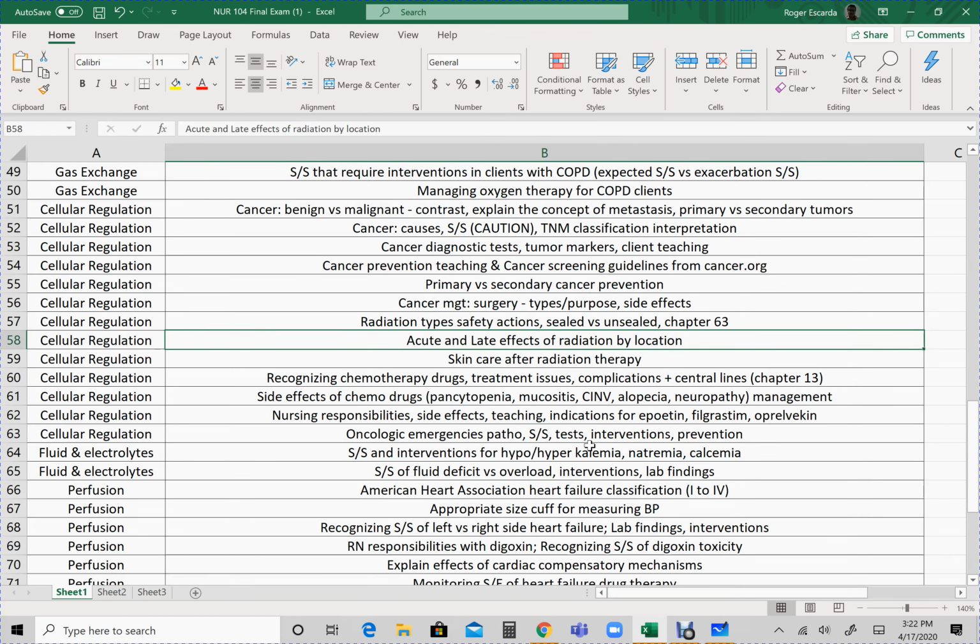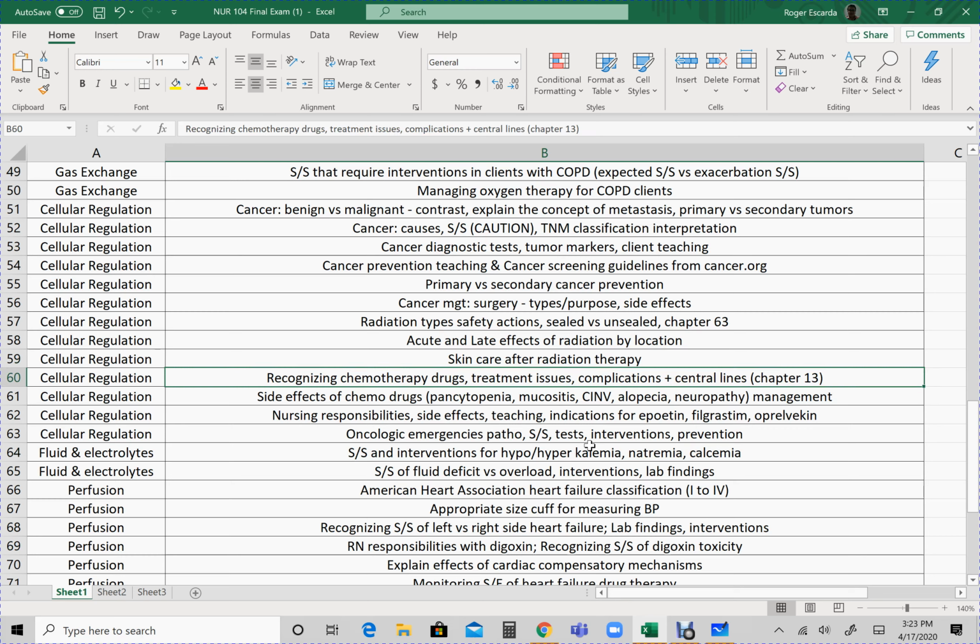Acute and late effects of radiation. This is obviously external beam radiation or teletherapy, and followed by skincare after radiation. What to do with the ink markings, how to care for the patient, what you can safely apply on the patient's skin, what protection you need to observe, especially with regards to sun exposure.